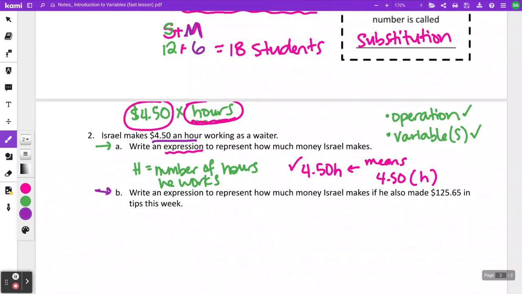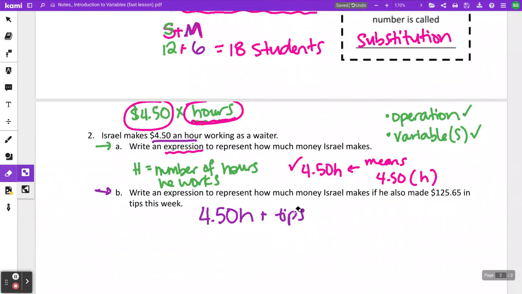My expression's going to start the same way. Even though part B is giving me this information about tips, Israel still makes $4.50 each hour he works. He's just also making more money. What math do we want to do with our tips? That's also money he's making. We want to include that in his total money he makes. So I would want to add in the tips. This right here is his hourly pay, and we would want to add in the tips he makes.